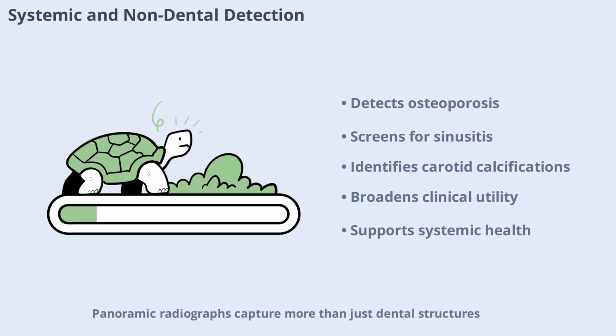Panoramic radiographs capture more than just dental structures. AI assists in screening for systemic conditions like osteoporosis, maxillary sinusitis, and carotid artery calcifications. Models achieve high accuracy in identifying osteoporotic changes and sinus opacities, and are being developed to detect carotid plaques, which are risk indicators for cerebrovascular events. This broadens the clinical utility of panoramic radiographs beyond dentistry.